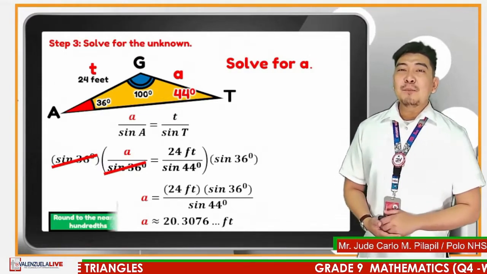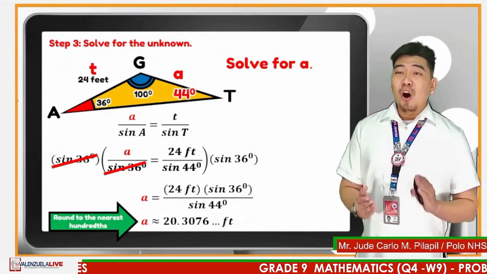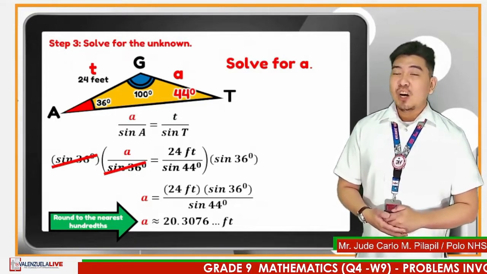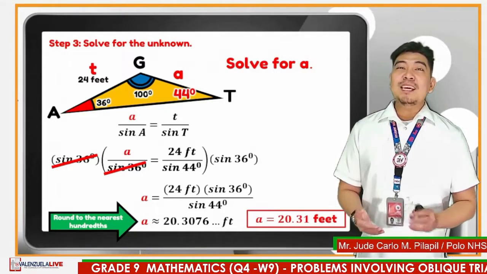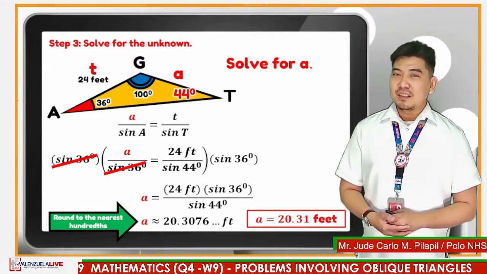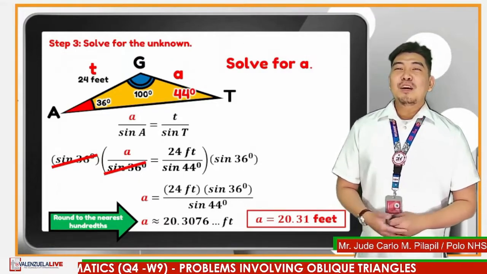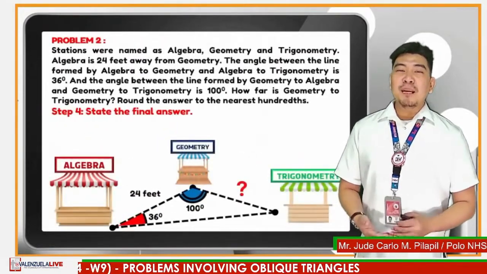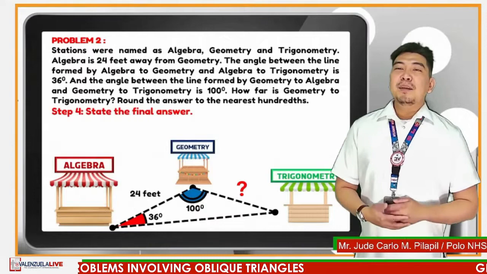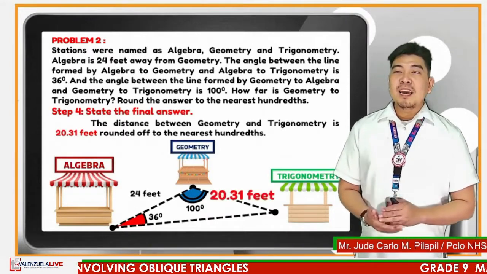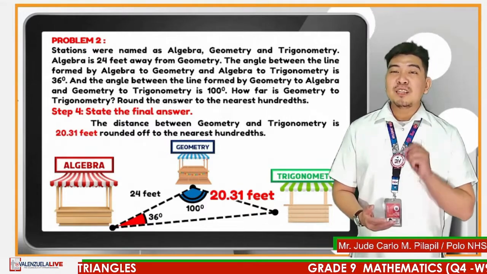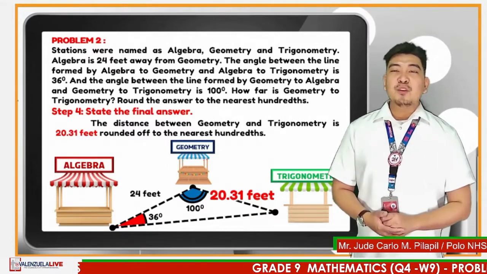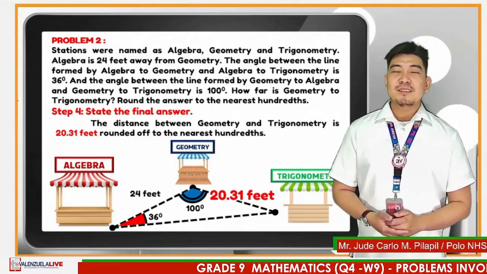Note that in the problem, we should round off the answer to the nearest hundredths. Hence, a is now equal to 20.31 feet. So, to answer the question in the problem, the distance between station geometry and station trigonometry is 20.31 feet rounded off to the nearest hundredths.